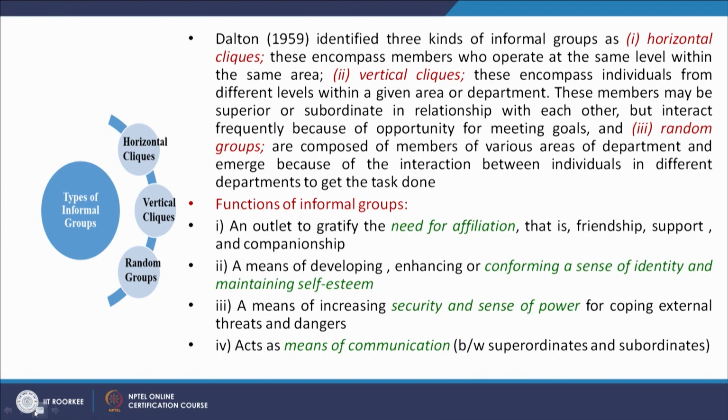And the last is that it acts as a means of communication between superordinates and subordinates. That means even in a vertical clique, people get a chance to enhance their communication and express more towards other authorities, because people are coming from different levels, and the means of communication becomes more expansive and open. So this is formal and informal groups, which is very common in our day-to-day life within organizations, how people maintain relationships, communication and performance based on formal and informal groups.